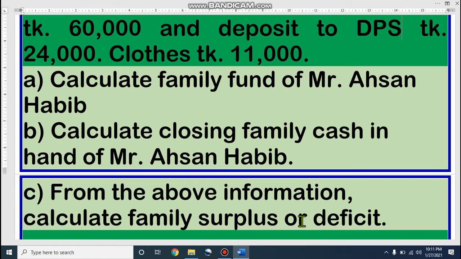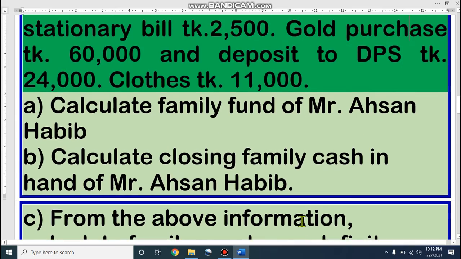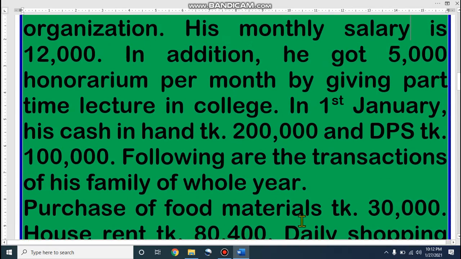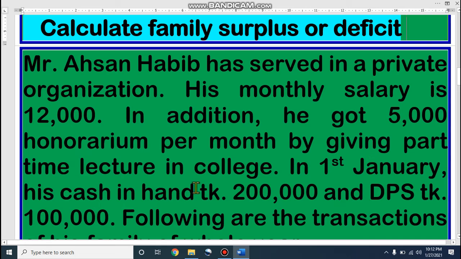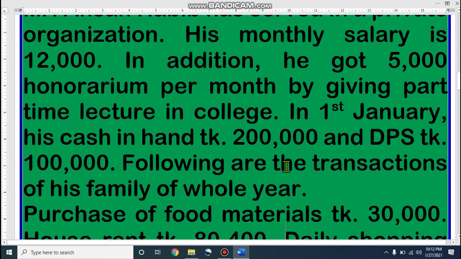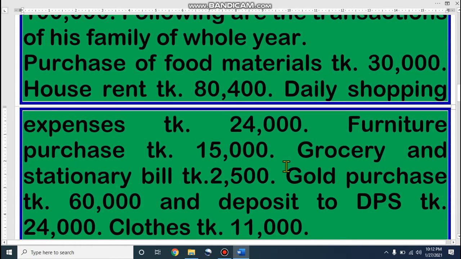Dear student, last class I have discussed the formula. I hope all of you learned the income and expenditure account. At first you have to write all of the income, then you have to subtract all of the expenses. Let's see the math. Whatever income we have, whatever expense we have. Look at his monthly salary 12,000, this is his income. Additionally he got 5,000 honorarium, this is also another income. Cash in hand, this is not income. DPS, no income.